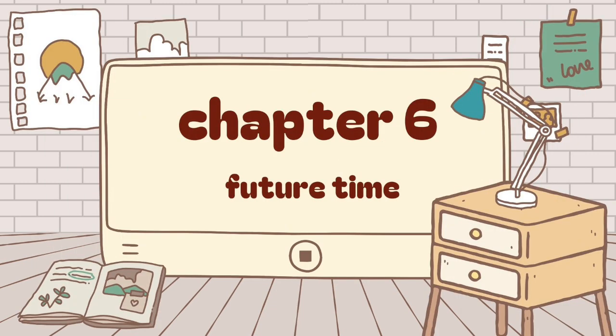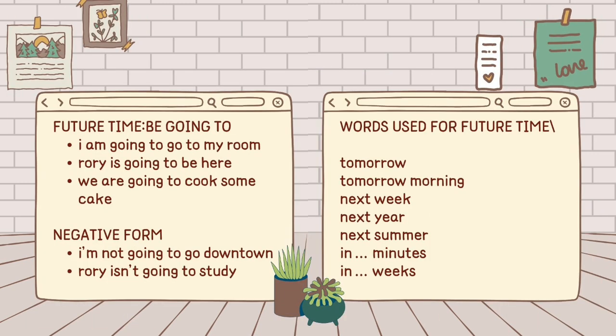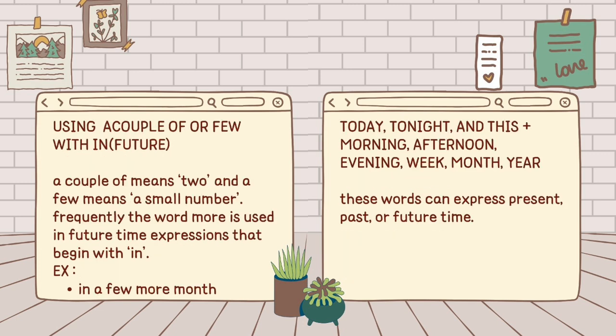Chapter 6, Future Time. Future time, be going to. I am going to go to my room. The negative form: I'm not going to go downtown. Words used for future time, such as tomorrow, tomorrow morning, next week, in a minute, in a couple of weeks.